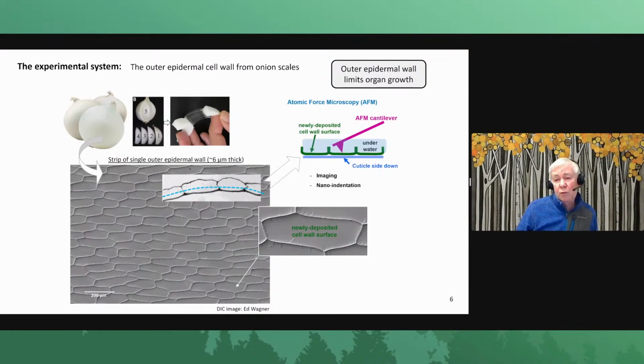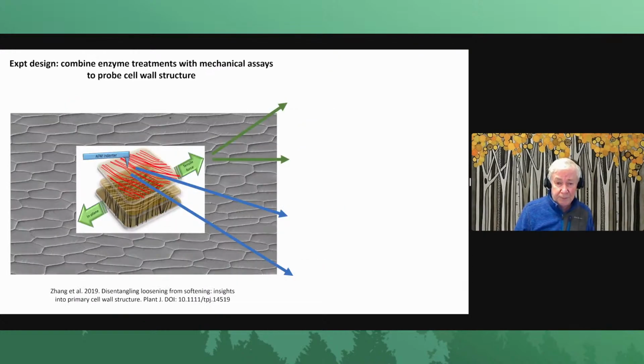We can take these wall samples and then put them under an AFM and image, and also do nano indentation experiments. And in parallel, we can clamp these wall strips into extensometers, stretching devices, and measure stress strain mechanical properties and things like creep under a constant load. So it's a versatile system. And so the experiments, before we get to the modeling, the foundation is empirical results. In these experiments, we combine enzyme treatments with mechanical assays to try to probe cell wall structure.